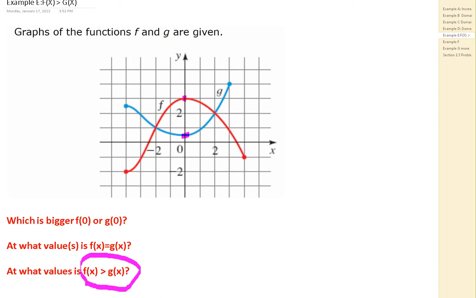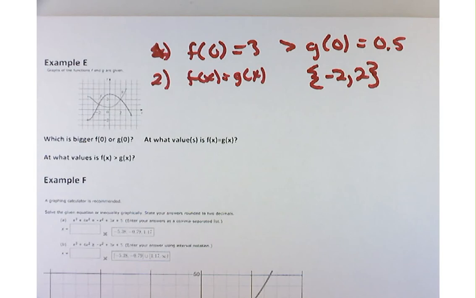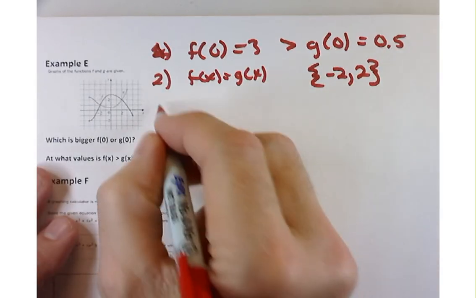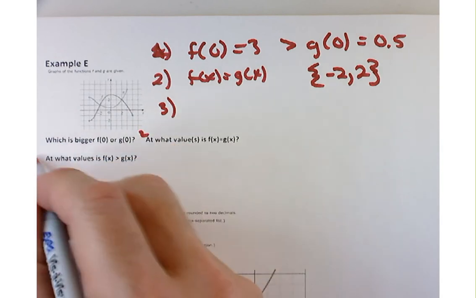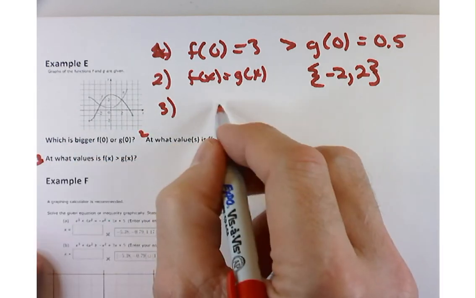So what you said, Nick, wasn't wrong, but we need to get all of them. So it's gonna be the third part of this one, so 1, 2, and 3 is gonna be -2 to 2.